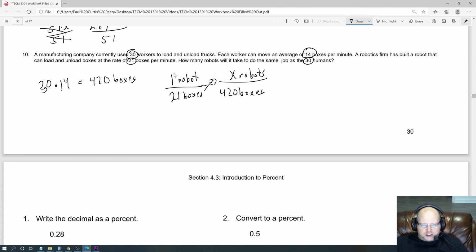So we do cross multiplication. We end up with 21x. And 1 times 420 cross multiplication gives me 420. We divide both sides by 21. And that gives me x is equal to 20. So we need 20 robots to do the work of 30 humans.